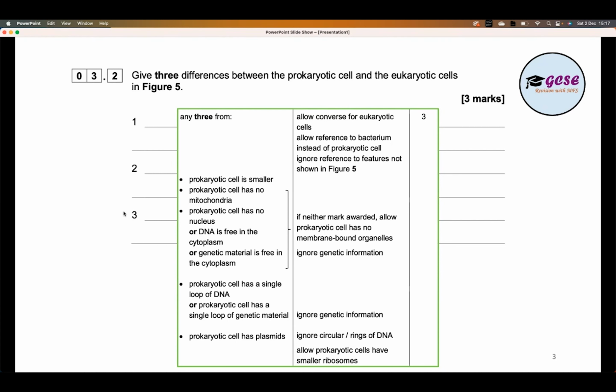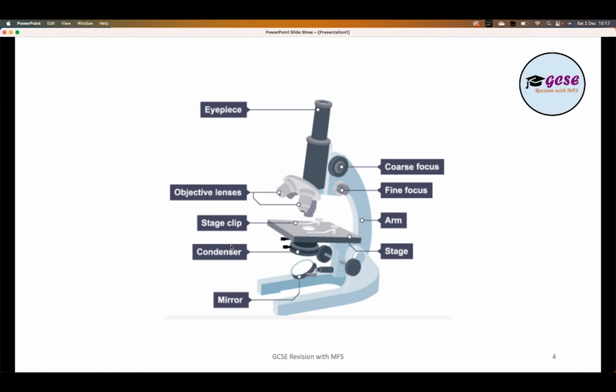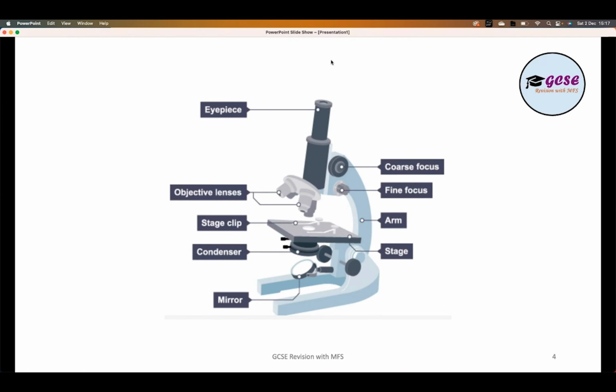Okay, so that's just a recap of what we did in our last lesson. Now, over here, I've got an image of a microscope, and this is a light microscope. This is the type of microscope you would use in a school.